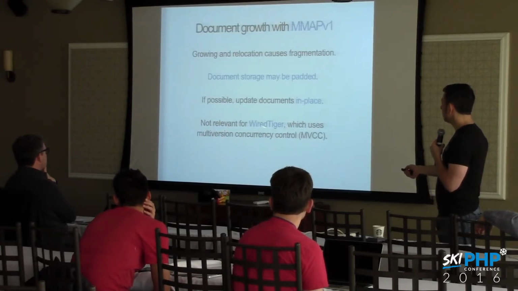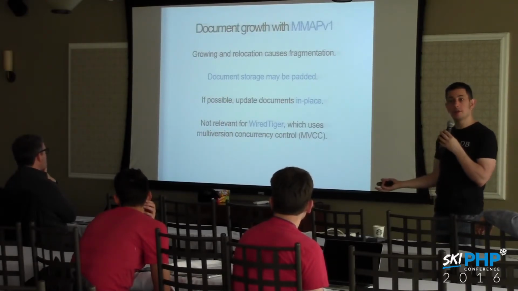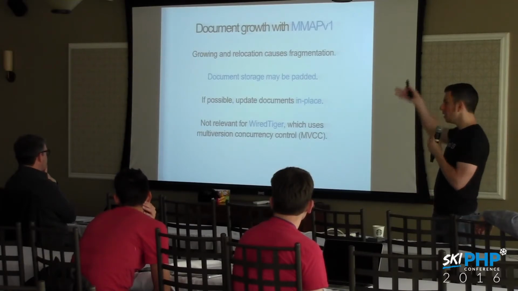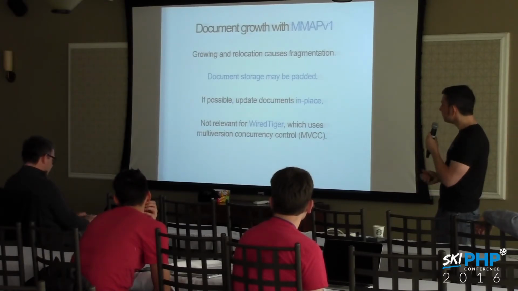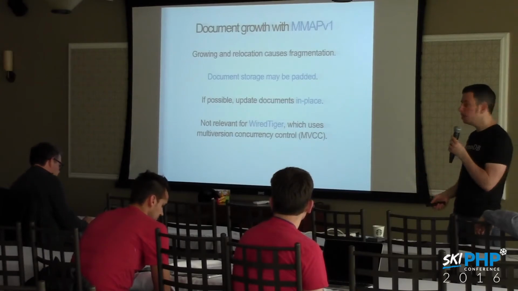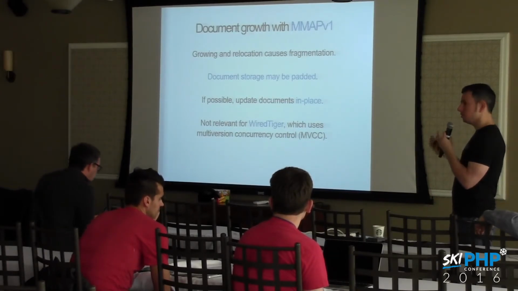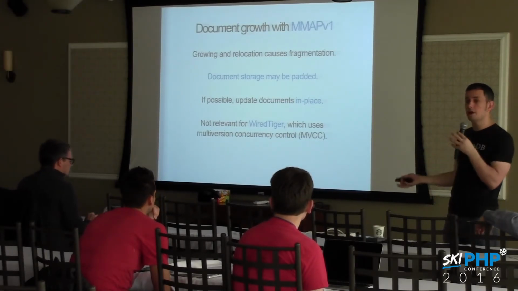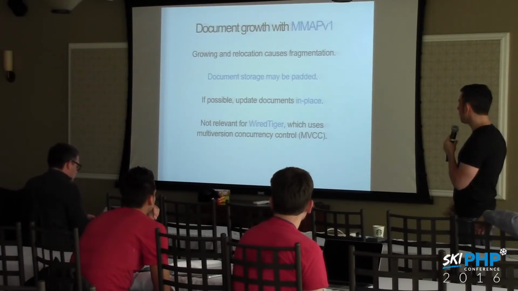And I will say this is also where the document level locking comes into play. So we no longer have database or collection level write locks. It's now much higher concurrency if you're in a high write scenario with WiredTiger.